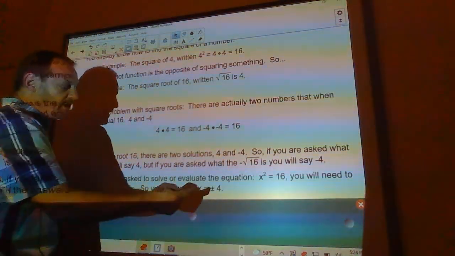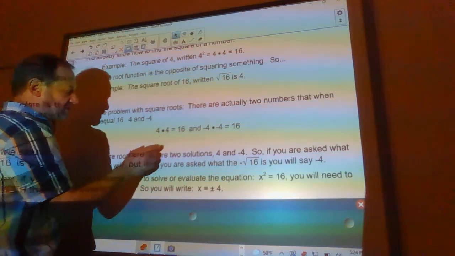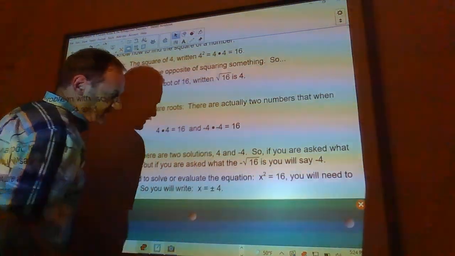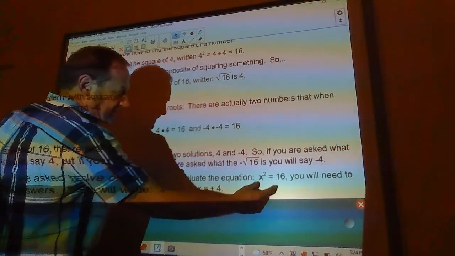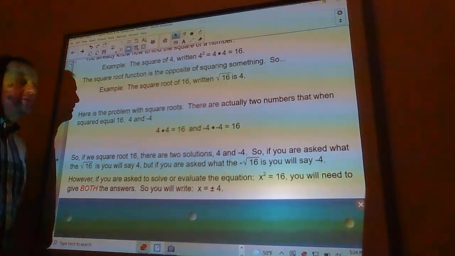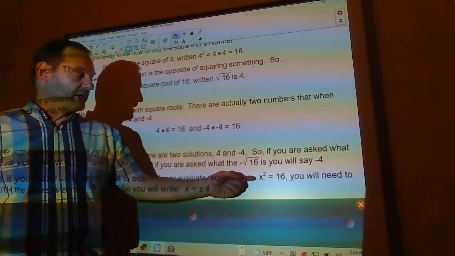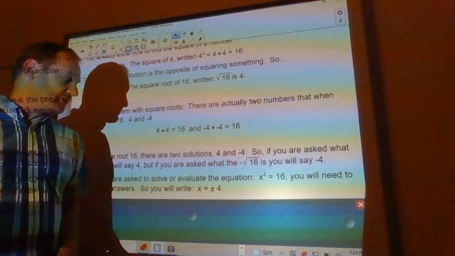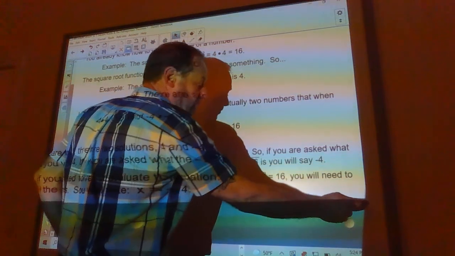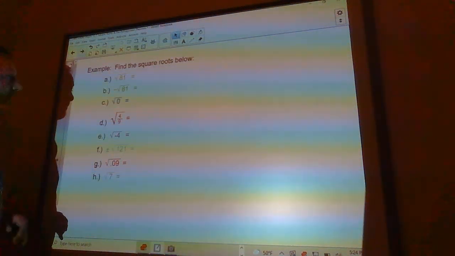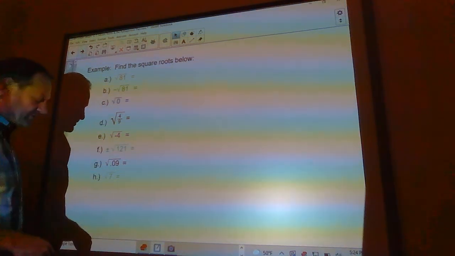However, if we have an equation, this is just an expression, the square root of 16, the negative square root of 16. If you actually have an equation like this, x squared is 16, you need to put both the answers down. So since there's two numbers that when I square them, I get 16, there's two answers. X is plus or minus 4. Okay? All right, so right here, find the square roots of these numbers.